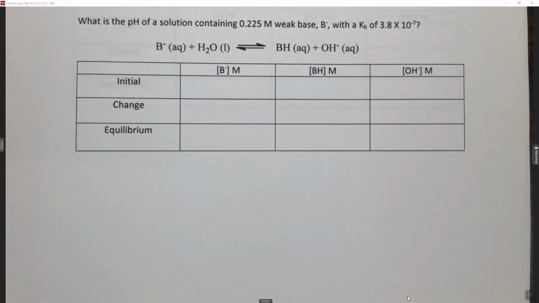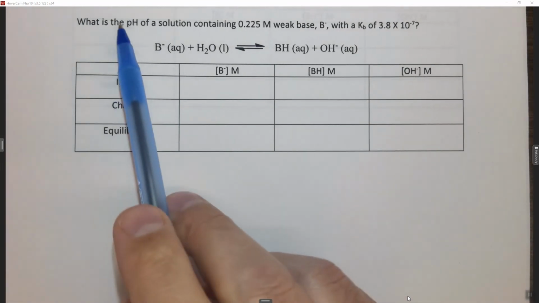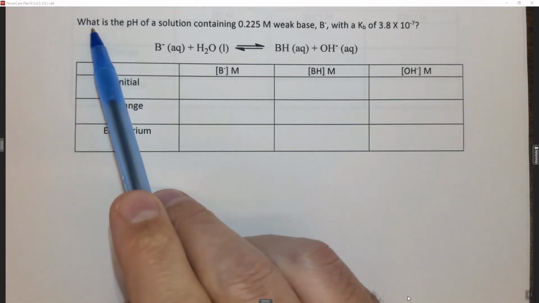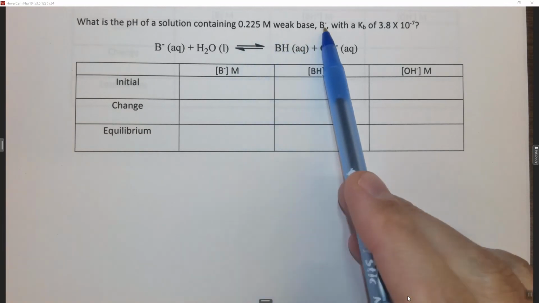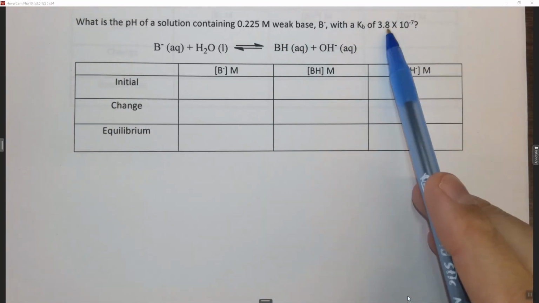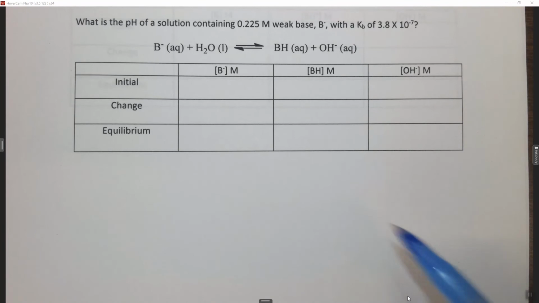So if you haven't already watched the solutions to the questions on Kas, you should do that before you do Kbs, because the Kbs are very similar, and I'm going to go through them relatively quickly. So it says, what is the pH of a solution containing 0.225 molar weak base B minus with a Kb of 3.8 times 10 to the minus 7?